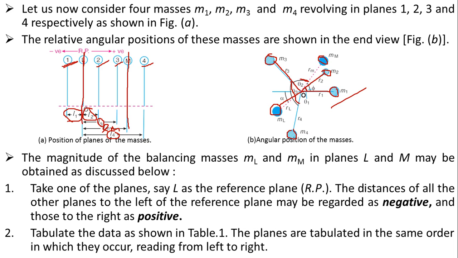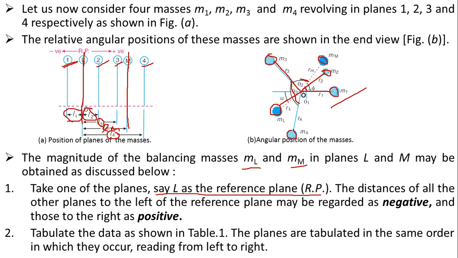So in this case, how do you do it? First I'll tell some steps on how to do it. The magnitude of these balancing masses ML and M are in planes L and M respectively. And take one of the planes, say we'll take L as the reference plane. So always you have to take one reference plane and measure the length from that reference plane only.